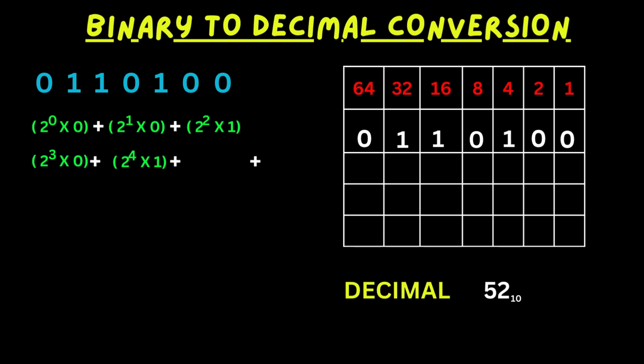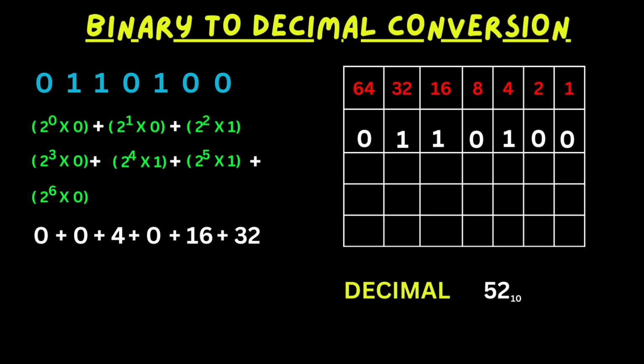by 0, 2 to the power of 4 multiplied by 1, 2 to the power of 5 multiplied by 1, and 2 to the power of 6 multiplied by 0. So this will be 0 plus 0 plus 4 plus 0 plus 16 plus 32 plus 0, which will give me an answer of 52 to the base of 10, which is then my decimal equivalent for the given binary number.